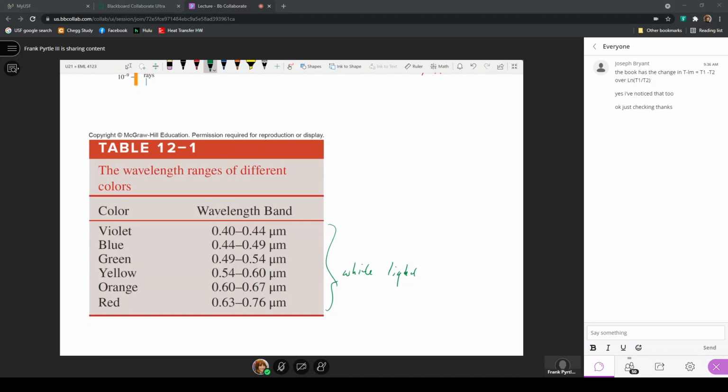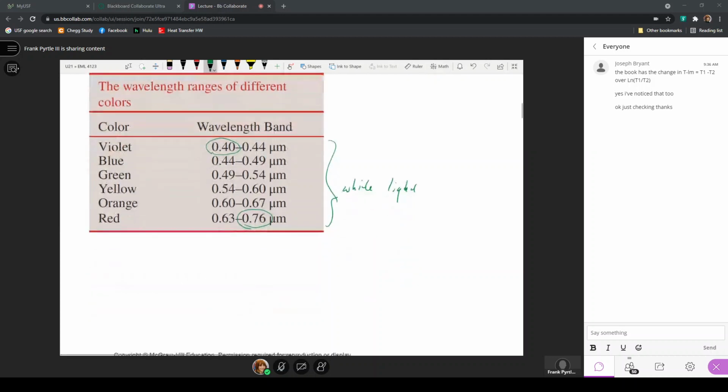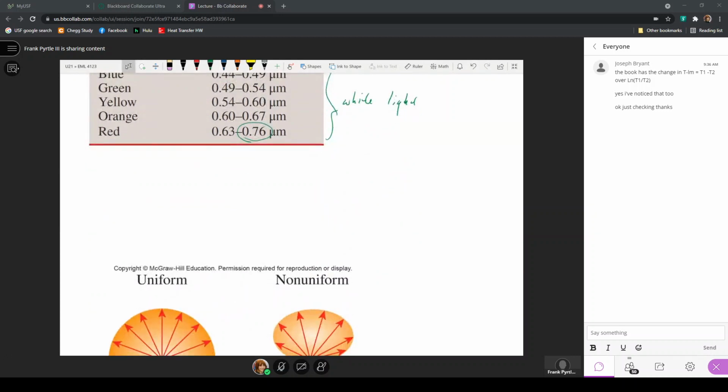And it's just differences in the distributions of these colors, which are just different wavelengths in the white light, or what we call the visible light range, that is from 0.4 to 0.76 microns for all of the visible portion of the electromagnetic wave spectrum. And we'll talk a little bit more about these distributions through a representation of what we call Planck's distribution, which tells us about the intensity of emission for radiation.